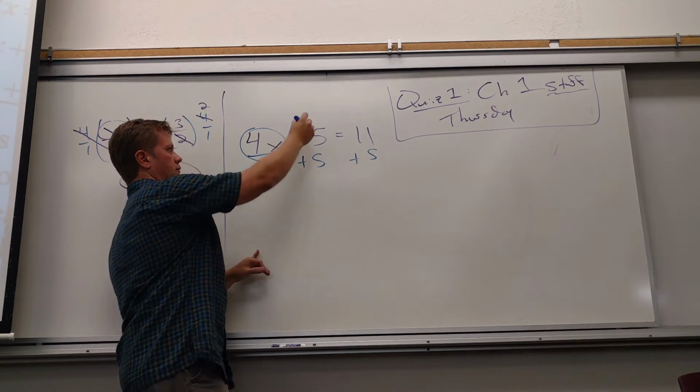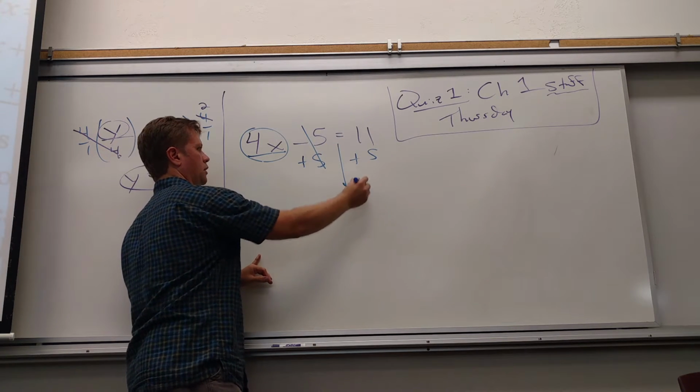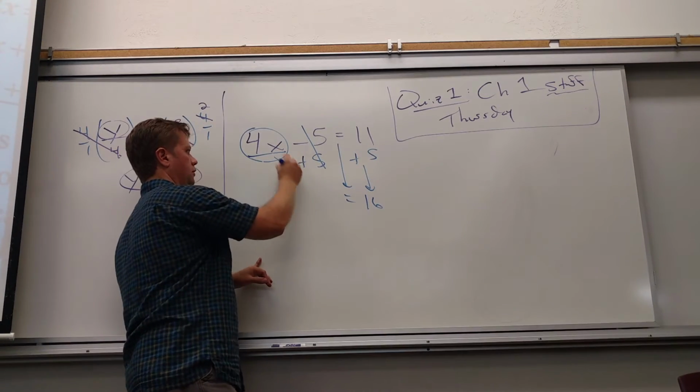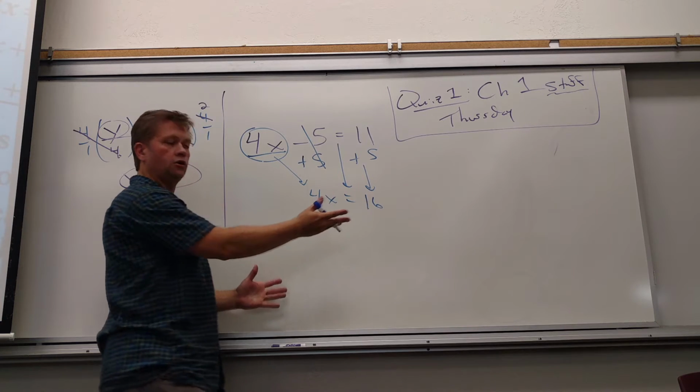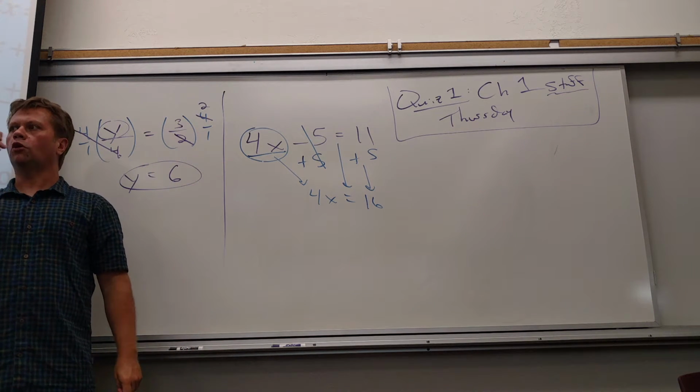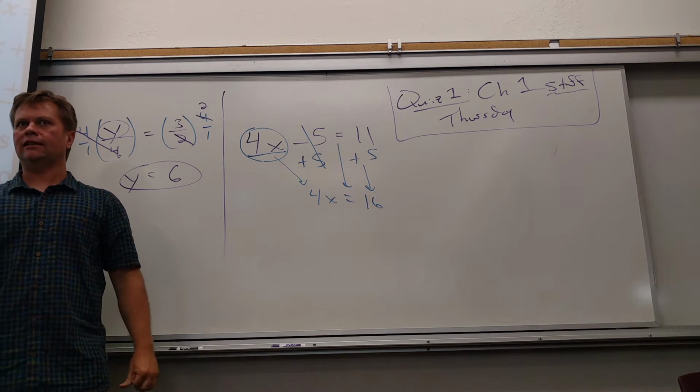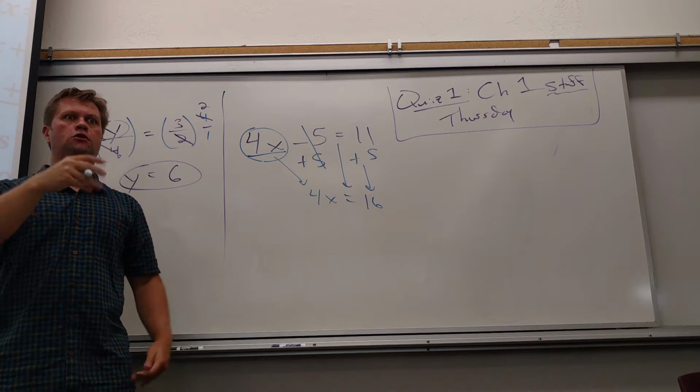So then I get, there's my equals, there's 16, and there's 4x. Because now I can do what? So you almost always divide last so you don't make fractions too early.